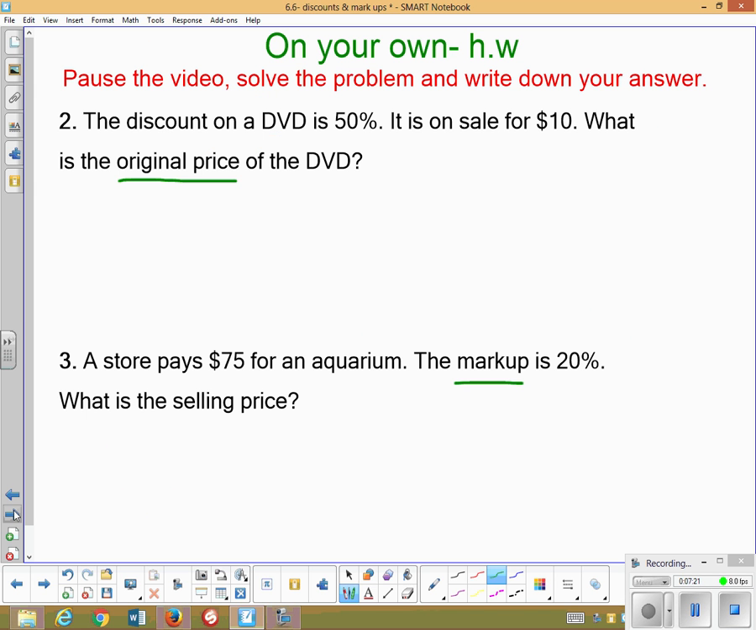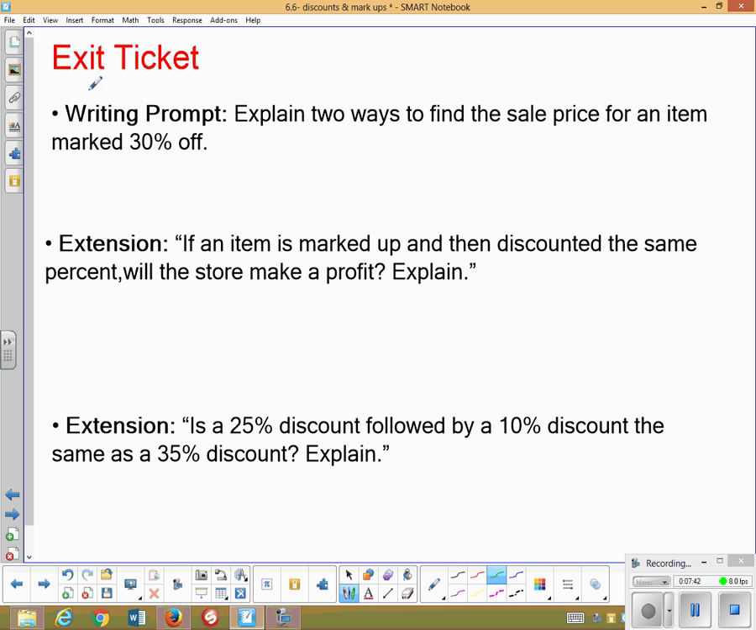All right, on your own, if you can complete number 2 and 3 on the same paper that you did number 1 on, the first one's going to be on original price. Don't forget, you want to take the original percent, which happens to be 50. And then the markup right here, don't forget you're trying to find 20% of the total. So that's also multiplication. So go ahead and calculate that. And then when you're ready, can you do exit ticket 1, 2, and 3?